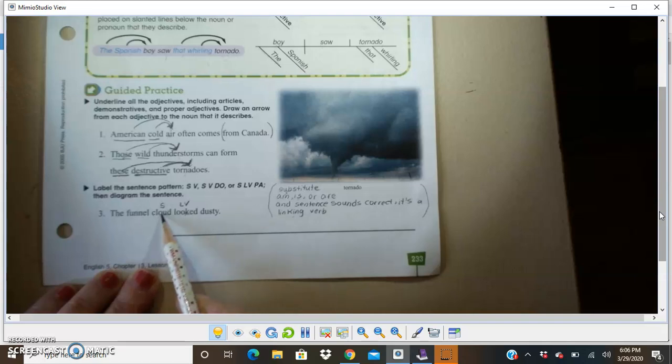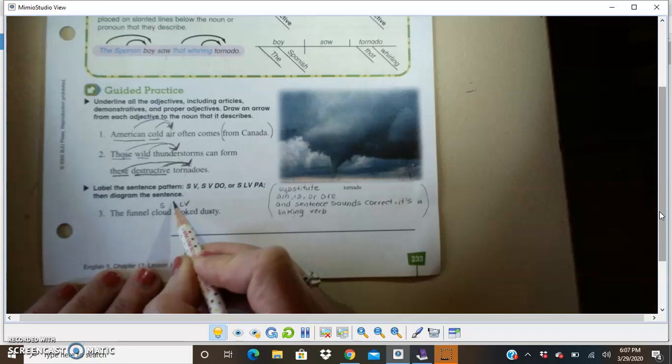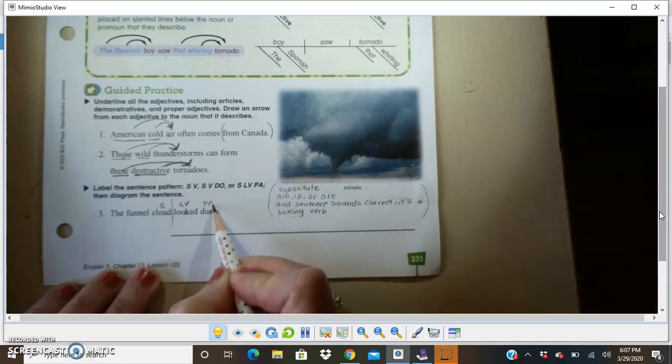So this right here, guys and girls, is a linking verb. Okay, so cloud looked dusty. Is dusty a noun or is it an adjective? Yes, it's an adjective. So it's in the predicate part. If I was cutting the sentence, cloud's the subject, looked is the verb, and dusty is the predicate part of the sentence. This would be the predicate adjective, okay?